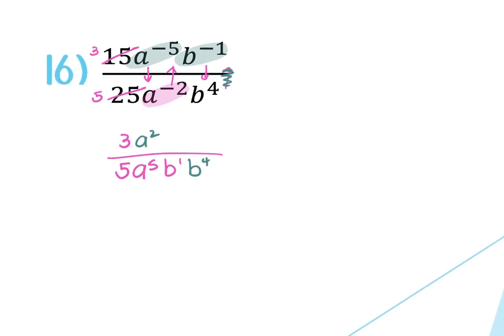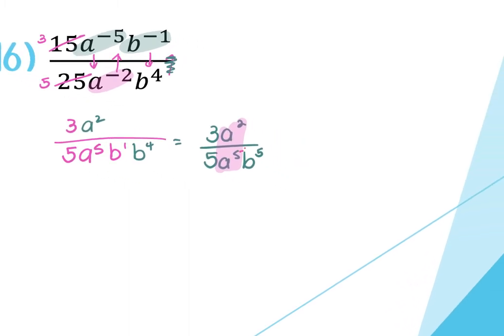So I end up with 3a squared over 5a to the 5th, b to the 5th. And then because both of these have the same base, I would subtract the 5 minus 2, keeping it where the exponent was larger. So it's 3 over 5a to the 3rd, b to the 5th.